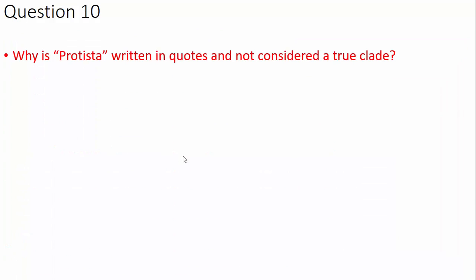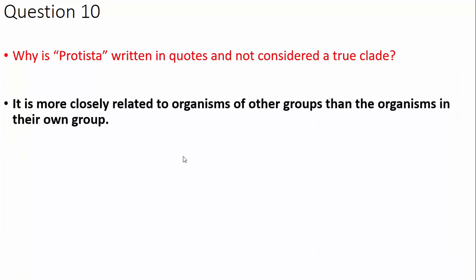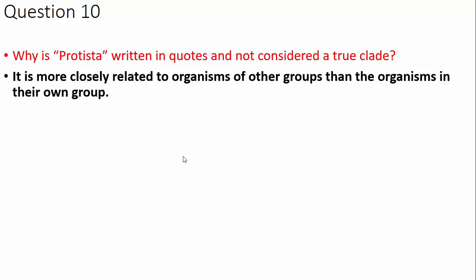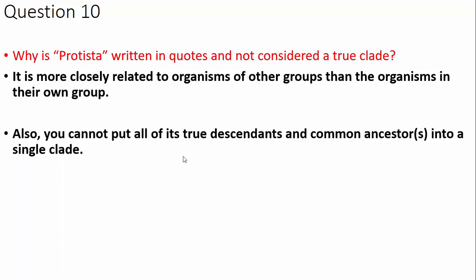All right, moving on, number 10. Why is protista written in quotes and not considered a true clade? It is more closely related to organisms of other groups than the organisms in their own group. So the group that they're in, they're more related to ones outside their group than the ones in their own group. You cannot put all of its true descendants and common ancestors into a single clade.